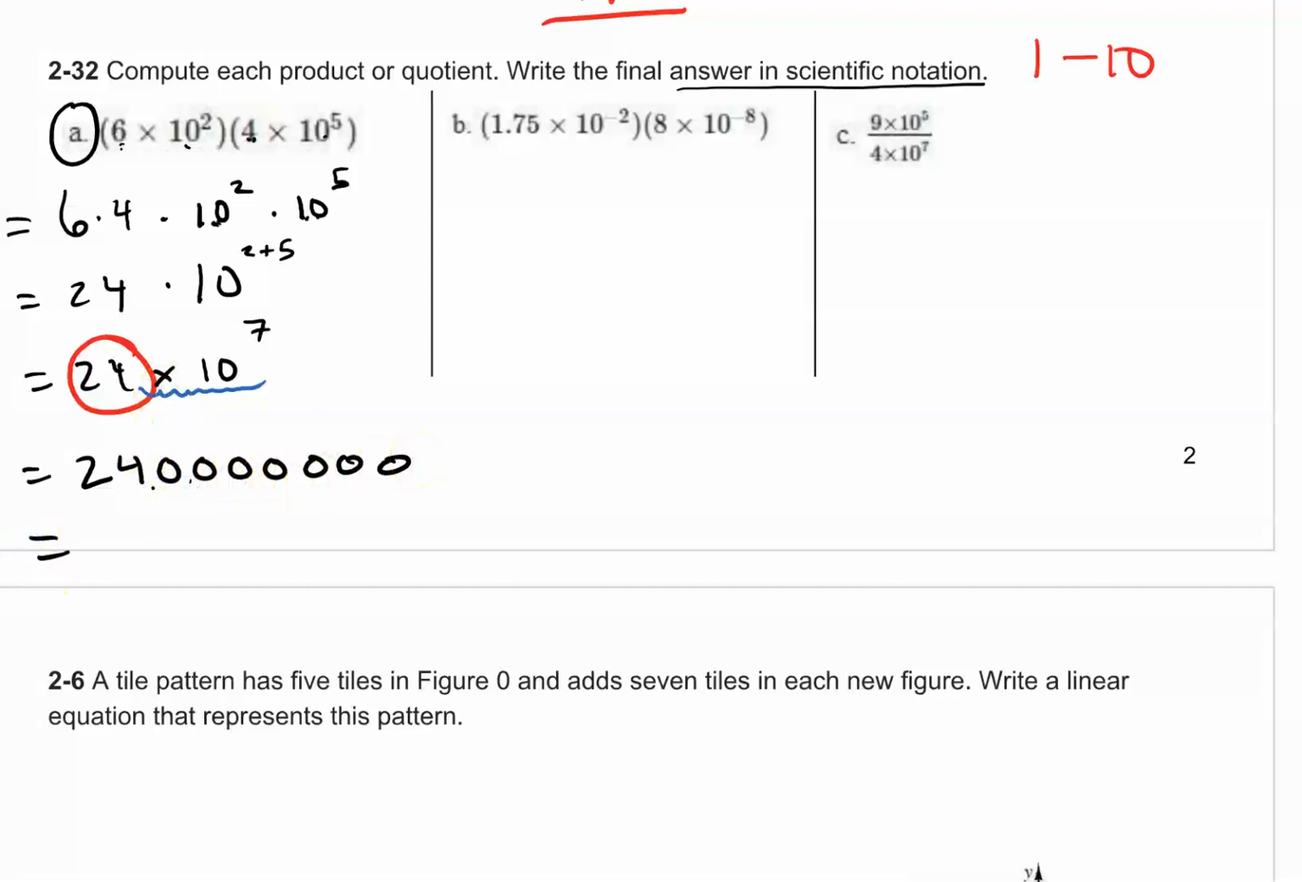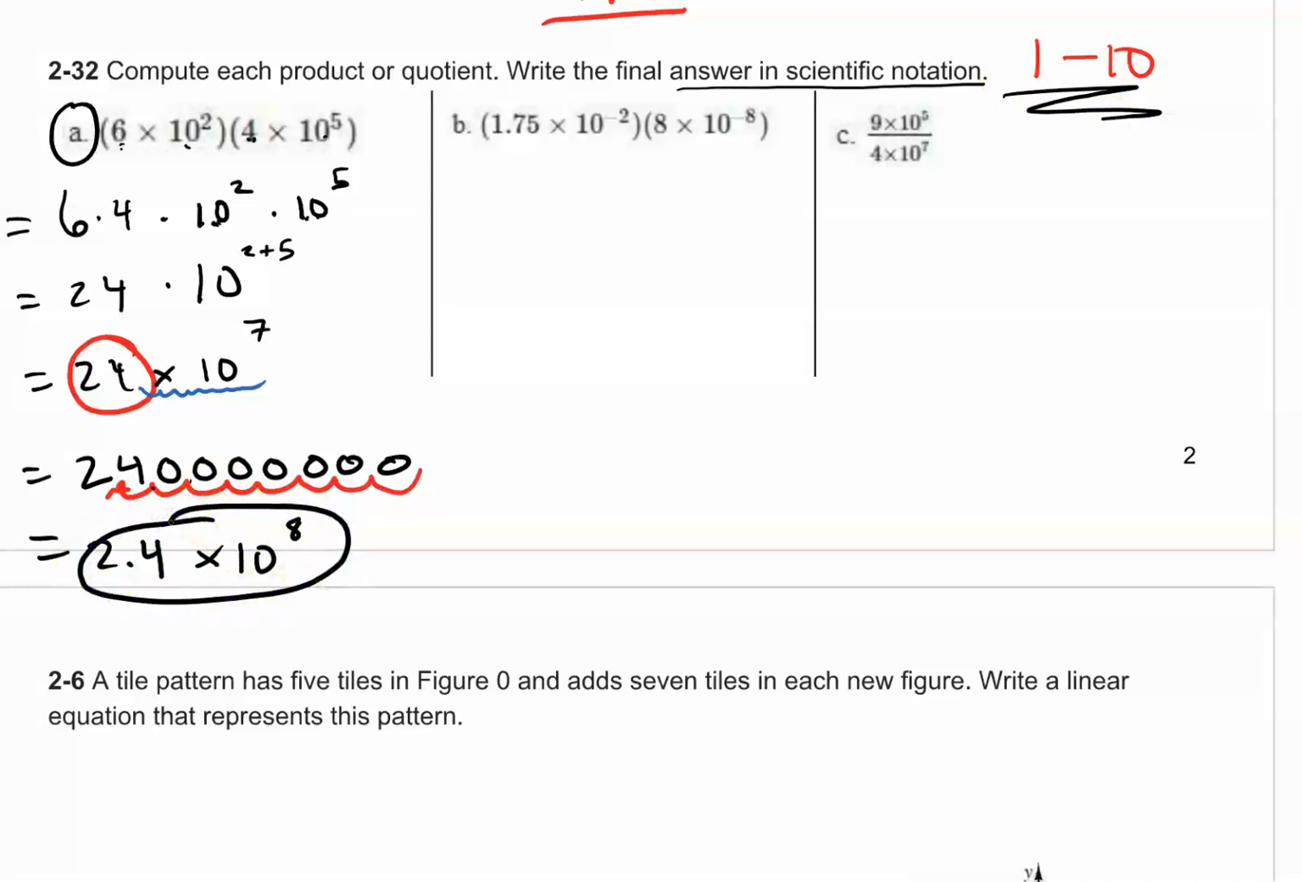And then I'll bring it back in. But when I bring it back in, I'm going to move the decimal here. 1, 2, 3, 4, 5, 6, 7, 8. Now, 2.4 is between 1 and 10. And we move the decimal place 8 times. So that's 10 to the power 8.